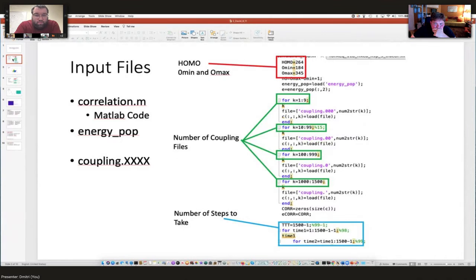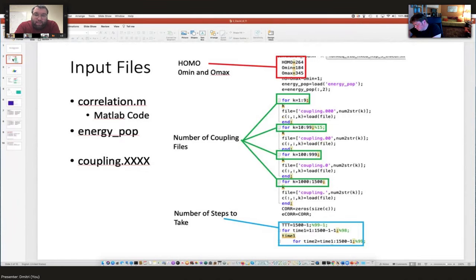So the first thing that we're going to need to do is create our input files that we need to do our electron dynamics, photoluminescence, and the like. And for that, we need a correlation.m file, and that's the MATLAB code we're going to use for this. We also need the energy pop file from our calculation that we did. And we're going to need all the coupling files that we generated.